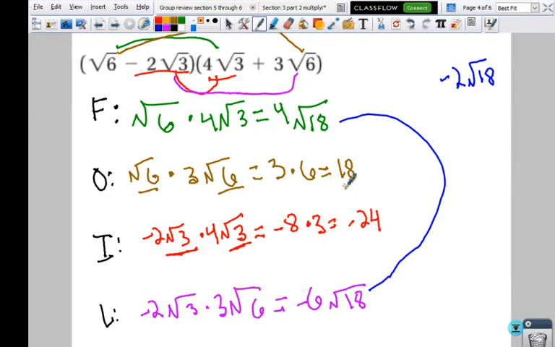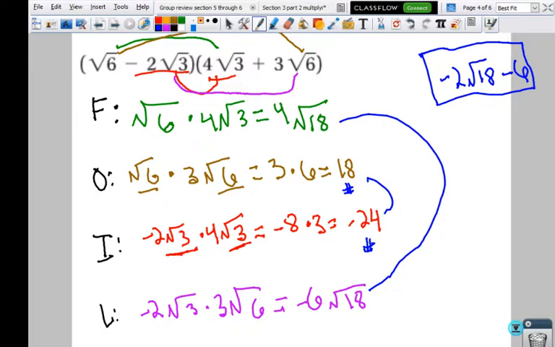Gabe, can I put this 18 with anything? No. 18 is a regular number, right? And so is negative 24. So we can put these together. Regular numbers we can just put together. So I can do 18 plus negative 24 and get negative 6. And I will let you end your answer there. You could simplify that square root of 18, but I'm not going to make you.